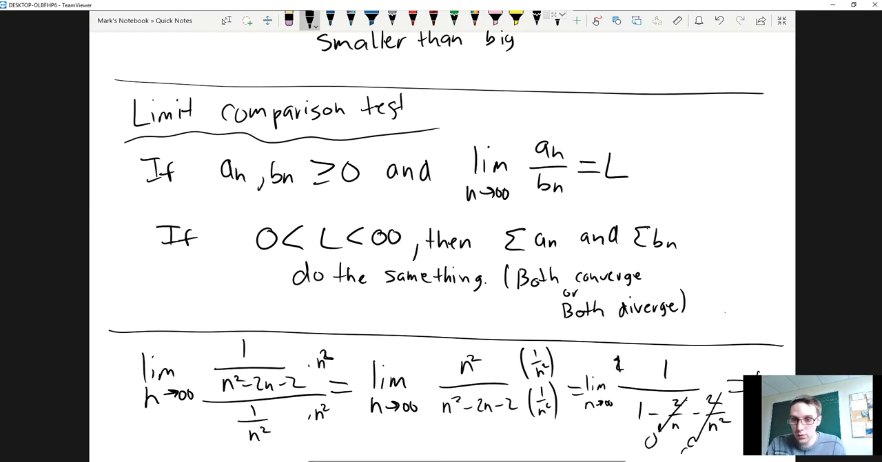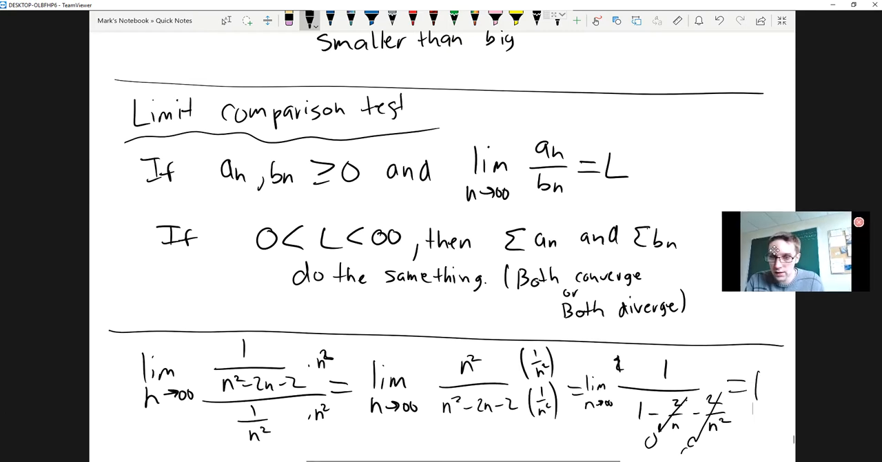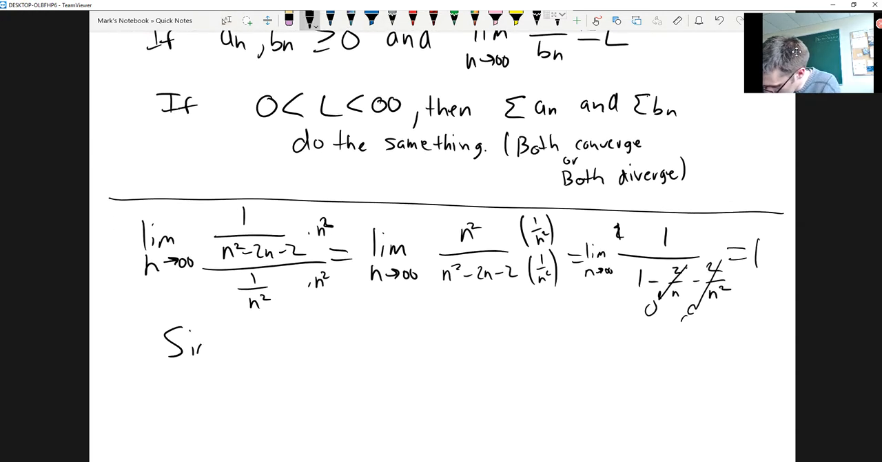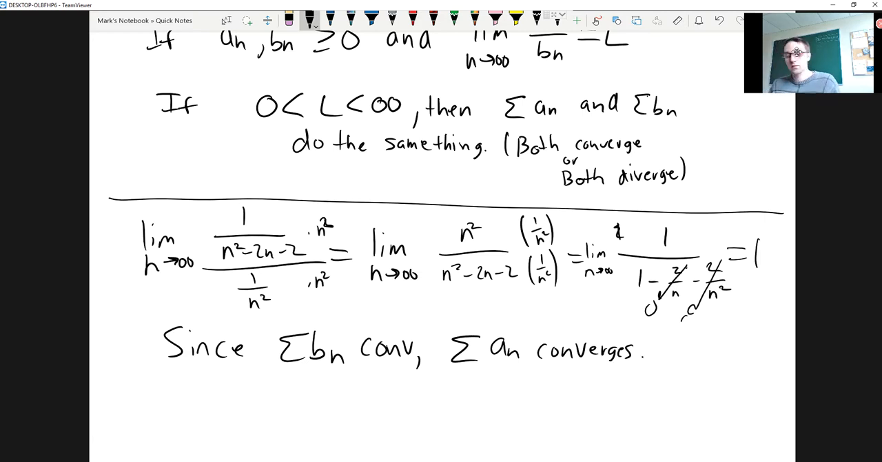And we will move that camera out of the way so you can actually see that last bit. Okay. So we got a ratio of 1. And what the limit comparison test tells us is that since we got some positive number, both an and bn must do the same thing. So since we already know that the sum of 1 over n squared converges, we can say that the sum of an converges as well.